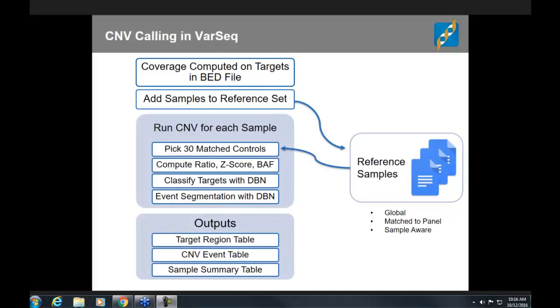So next, I'm just going to give a brief overview of the various steps involved in our algorithm and how it works in the context of VarSeq. So in VarSeq, you'd begin by importing your variants, importing your BAM files, and then you would compute coverage over your samples. And this coverage information is what's going to be used as input into the CNV calling algorithm.